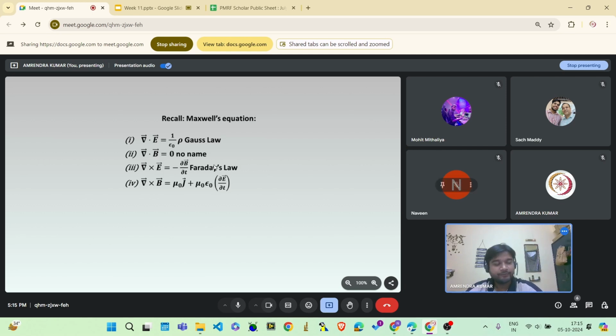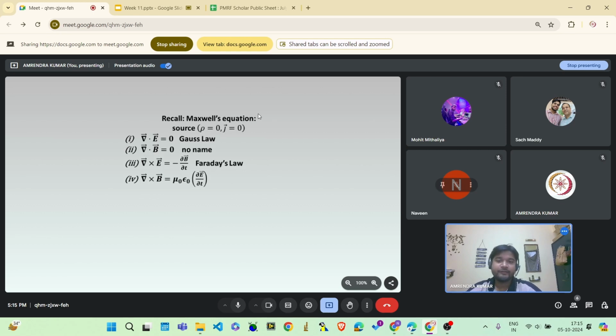Okay, so this is the bit of background. In the source-free region, where rho is zero, the J vector, I mean the charge current density, is zero and the charge density is zero. So del dot E is 0, del dot B is 0, del cross E is minus del B over del t, and del cross B is equal to mu 0 epsilon 0 del E over del t.